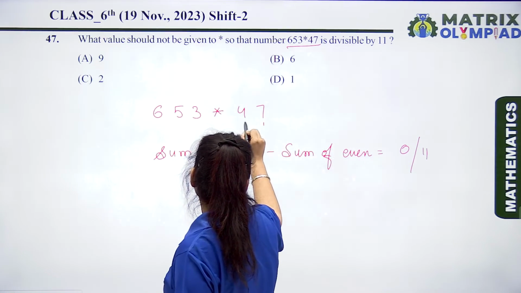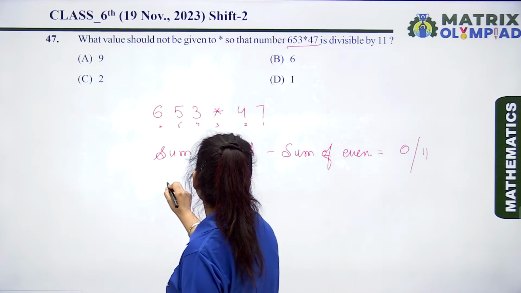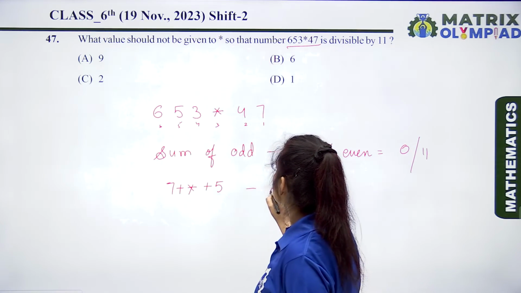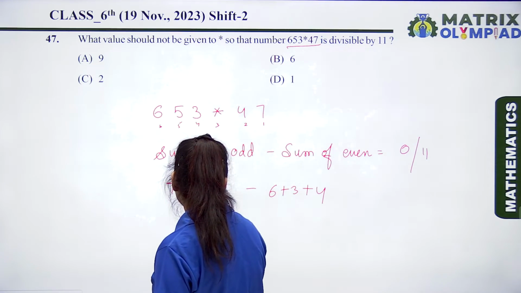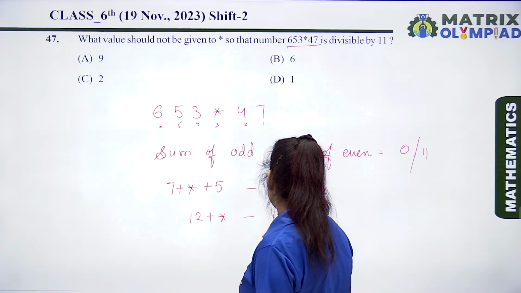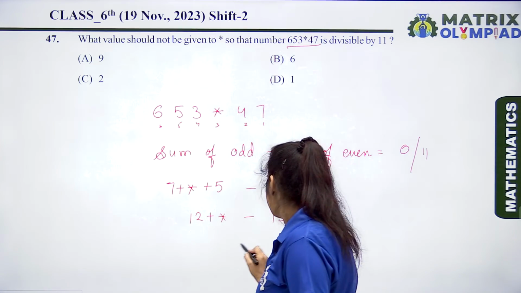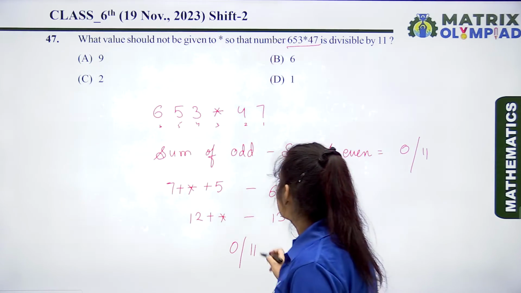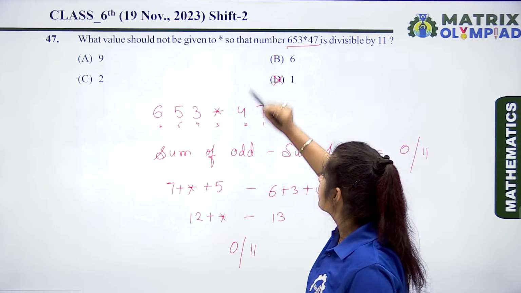So here this is 1, 2, 3, 4, 5, 6. So here we get 7 plus star plus 5 minus 6 plus 3 plus 4. So here we have 12 plus star minus 13. So let's check the values. We should get either 0 or 11 or the multiples of 11 in the answer. So here if we put 1, then we get 13 minus 13, 0. So this option is cancelled out.